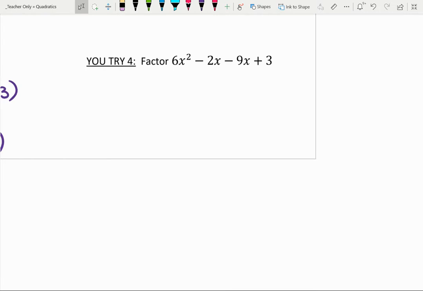One more example. You try factoring 6x squared minus 2x minus 9x plus 3.